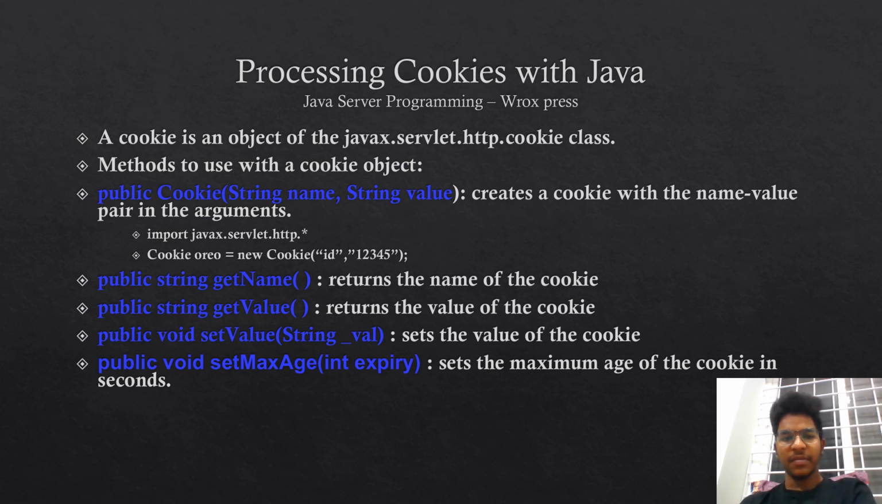Processing cookies with Java. A cookie is an object of the Java Cookie class. Methods to use with the cookie object. Some of the methods are: public Cookie, public String getName, public String getValue, public void setValue(String val), public void setMaxAge(int expiry), which sets the maximum age of the cookie in seconds.